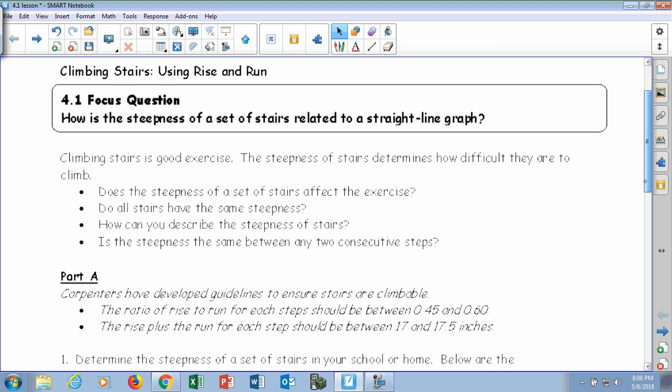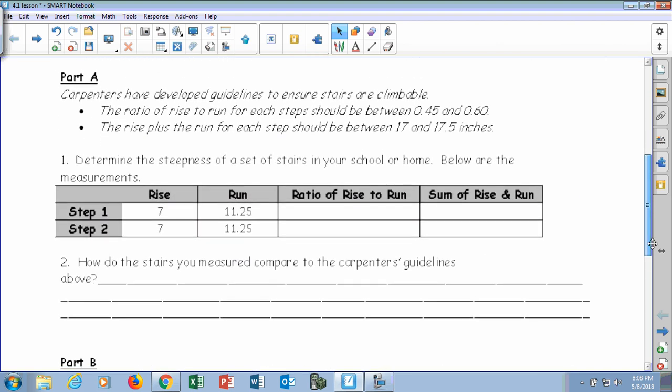So let's see where all this is getting us here. I'm going to scroll this down here. So all that builds up. Carpenters have developed guidelines to ensure stairs are climbable. The ratio of rise to run. So remember, rise goes up, run goes side to side. For each step it should be between 0.45 and 0.60. So they've got a little bit of ratio to play with, but as long as they hit that ratio, the stairs are climbable. People won't have a hard time going up them. The rise plus the run for each step should be between 17 and 17.5 inches. So when you add them up.